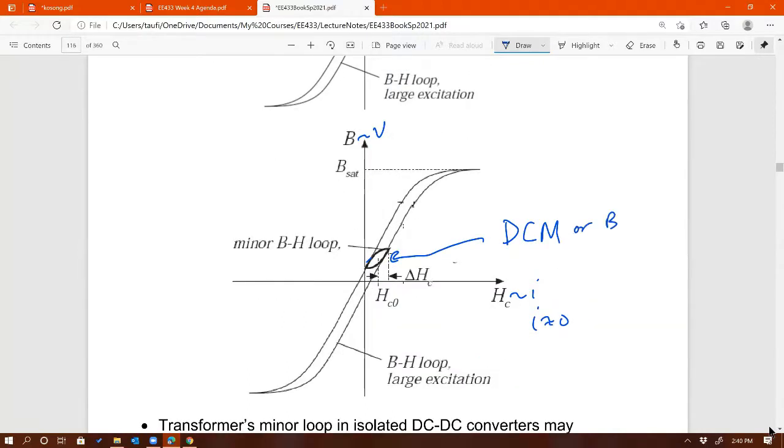So that's when the current touches 0. That's BCM and that's DCM, right? So if the current touches 0, then the minor loop also touches the y-axis, just like that. Okay. Any questions on this?